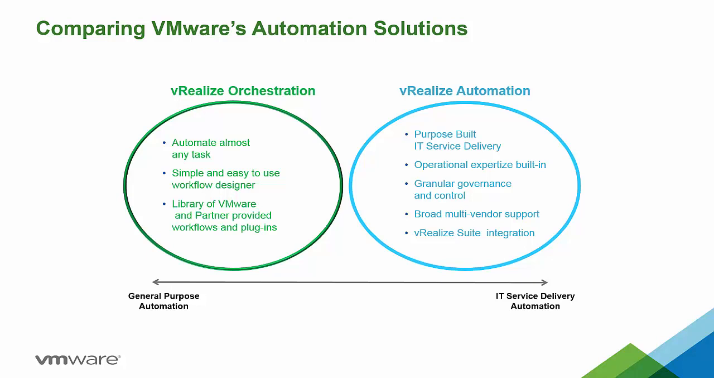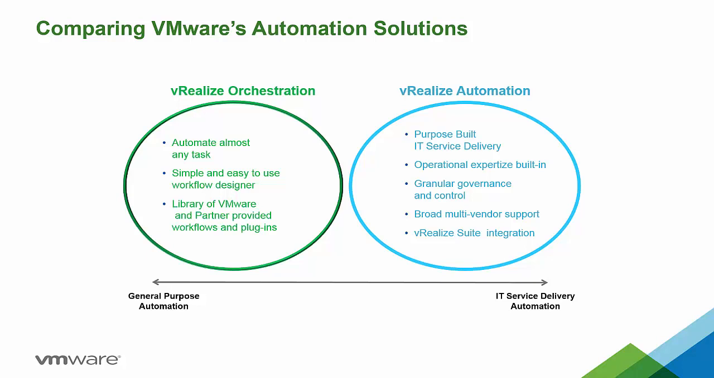So we have vRealize Automation, which we've been talking about, but then we also mentioned vRealize Orchestrator. So let's take a look at how these products are different. vRealize Orchestrator is basically a general-purpose runbook automation tool that can be used to automate almost any IT process and leverages a VMware and partner-provided library of workflows and plugins. So basically anything that you might do day-to-day as a virtual admin within vCenter, you can use vRealize Orchestrator to go ahead and automate that process.